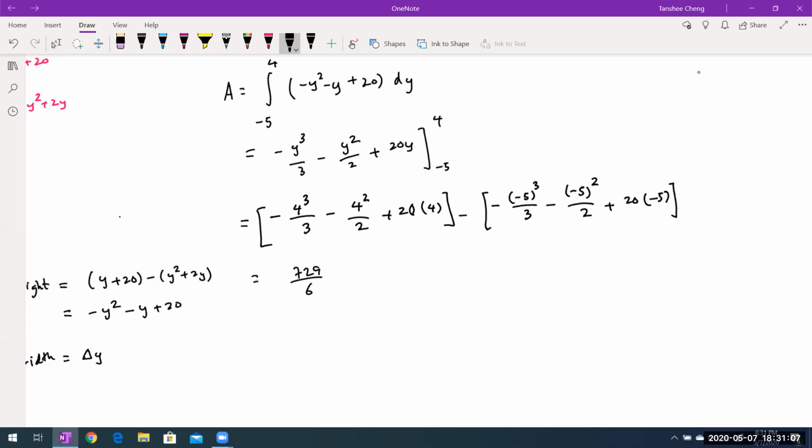Integrating this polynomial: for the first term, add 1 to the exponent and divide by 3. Second term, add 1 to the exponent and divide by 2. And then the last term will be 20y. We're going to evaluate from -5 to 4. So the fundamental theorem of calculus part 2 says to evaluate the upper limit minus the value at the lower limit. So we got 729/6 as our final answer. And this concludes this section.